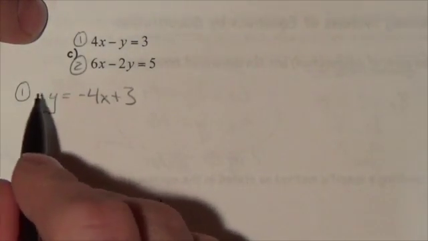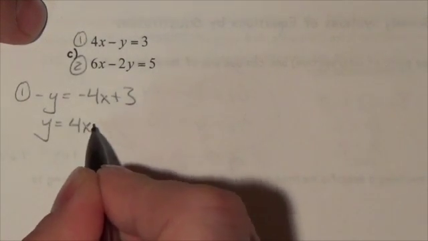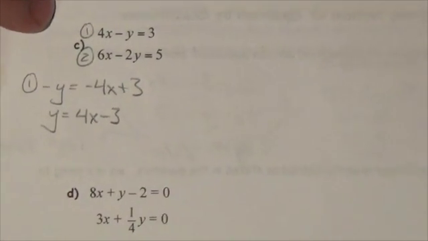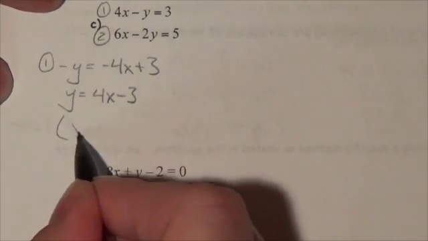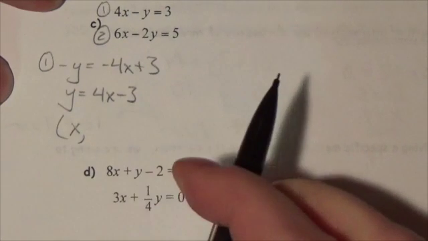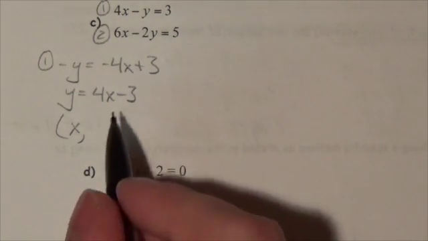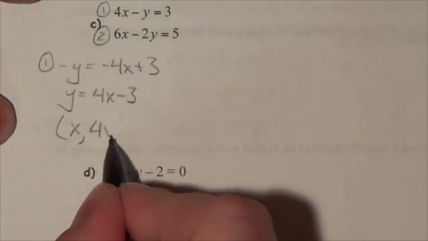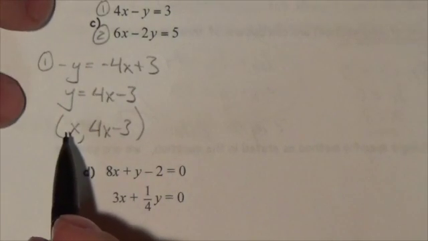Now I'm going to get rid of the negative by dividing everything through by a negative 1, and that's going to give me 4x minus 3. So any point on this line will have the coordinates x comma y. But to be more specific, to make it a point on this line, I have to identify exactly how that y coordinate depends on the x coordinate.